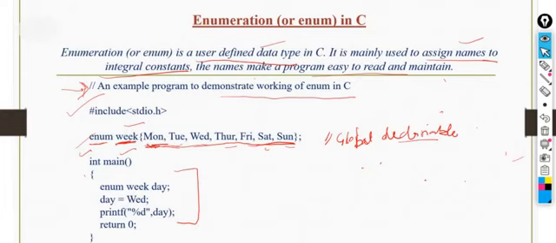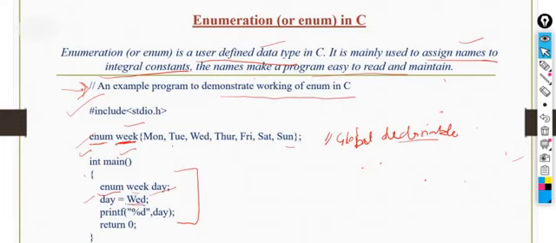Now we can represent this particular variable week. I'm initializing here minimum week day, right? Day indicates whatever we have written in these curly braces as values. So under day we are assigning the value Wednesday. What does it mean?